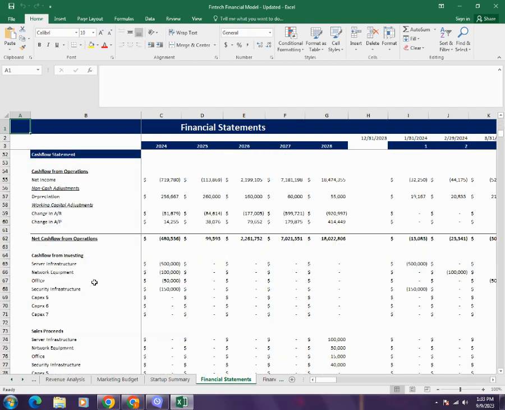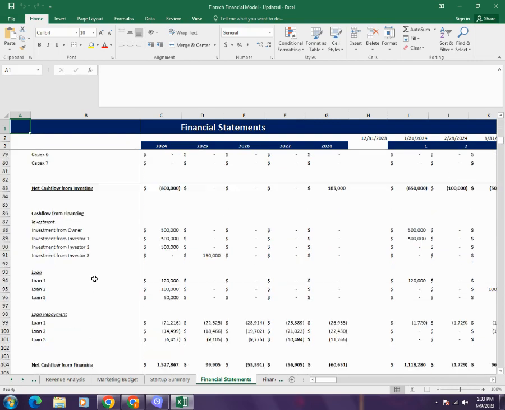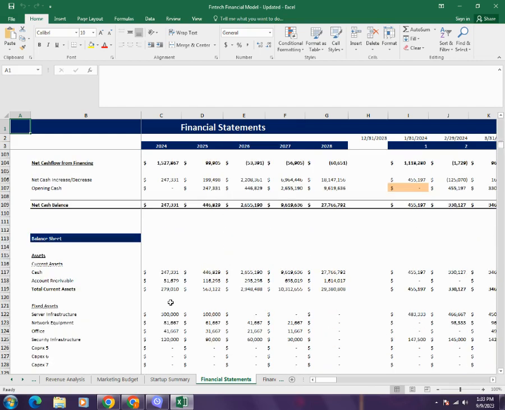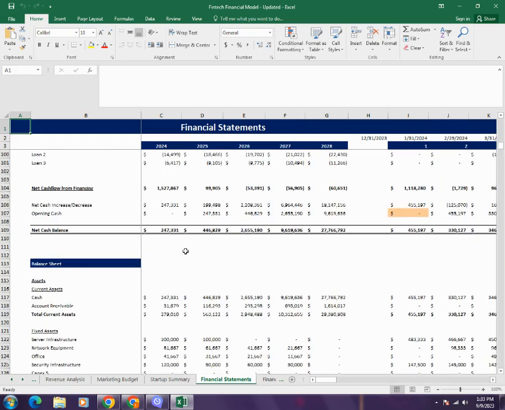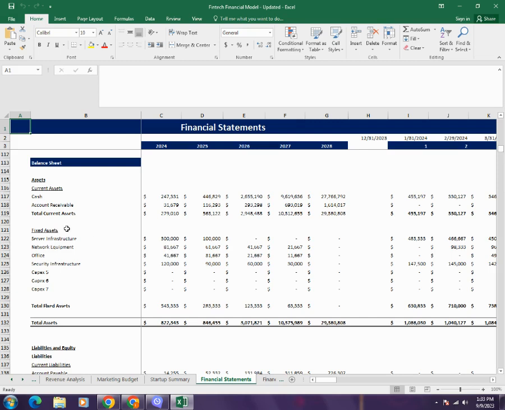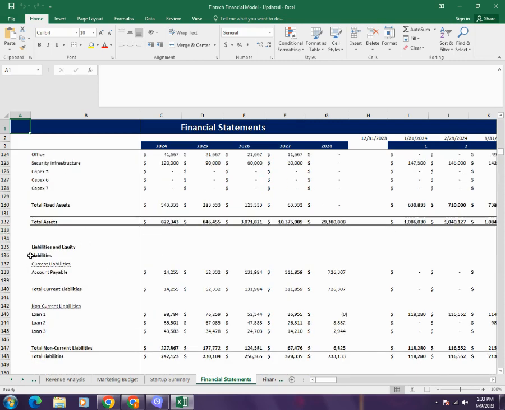Then comes the cash flow. The cash flow statement tells you about the cash inflows and outflows of the company through its operating, investing, and financing activities. It is also based on monthly and yearly basis, going up to 5 years or 60 months. Then comes the balance sheet. The balance sheet tells you about the financial position of the company by comparing its total assets with its total liabilities and equities, as you can see over here.